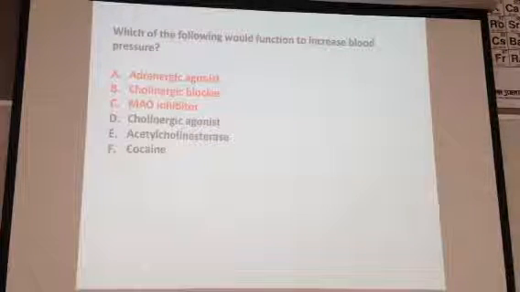MAO inhibitor. What is MAO? You guys remember? Okay.